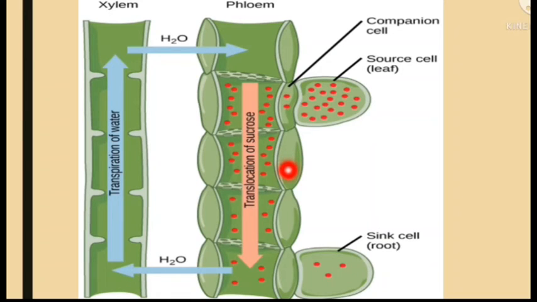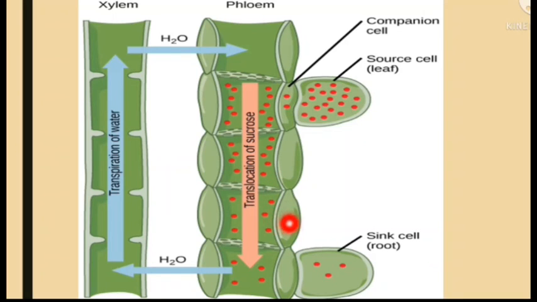This results in the hypertonic condition in the phloem at the source. Water from the adjacent xylem moves into the phloem by osmosis. The osmotic pressure builds up in the phloem. Now, phloem sap moves to the area of low pressure, that is, towards the sink.